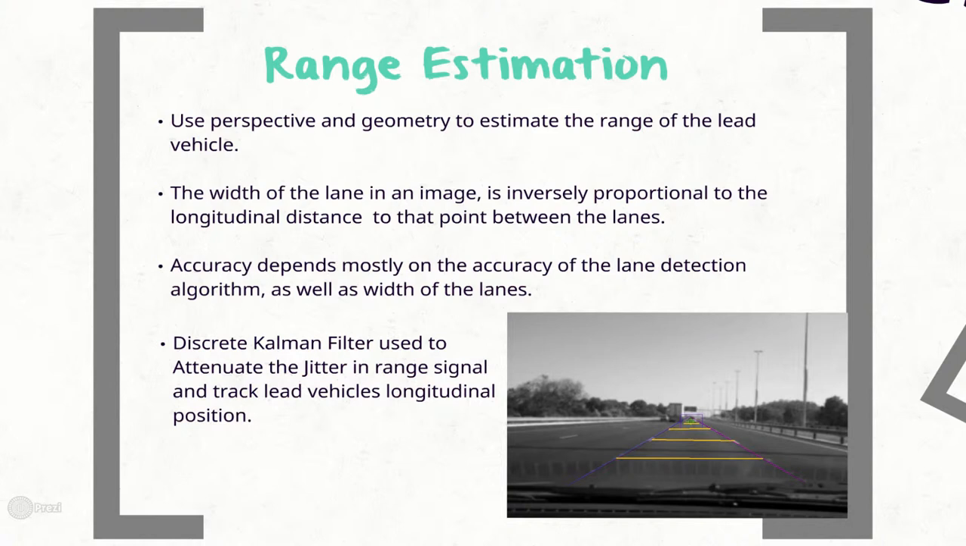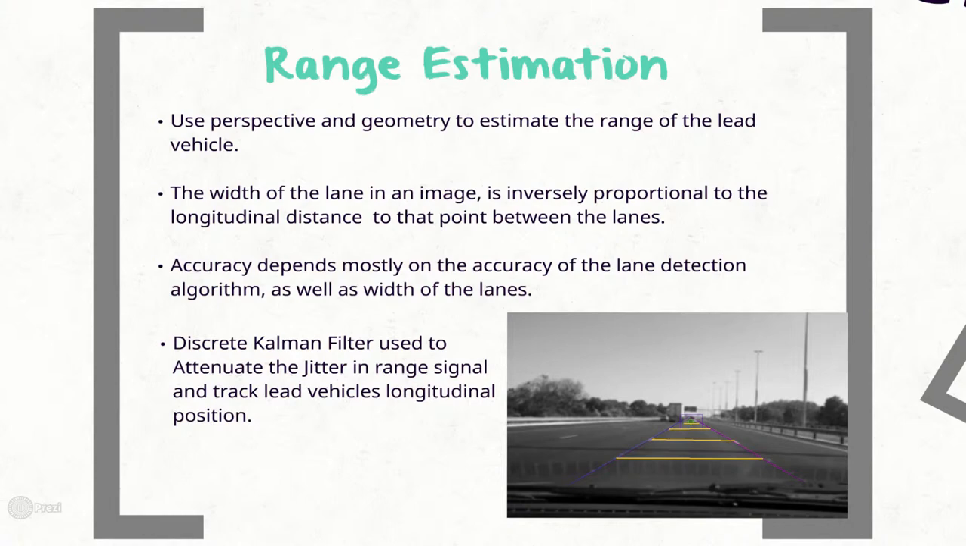We can use the width of the vehicle or the height of the vehicle, but what if the vehicle is too narrow or too tall, or what if there are variations in that? There's no consistency in that. There's more consistency in the lanes. So the accuracy of this mostly depends on the accuracy of the lane detection algorithm, as well as the width of the lanes. And then from there, we use a discrete Kalman filter, which is used to attenuate the jitter that we obtain in our range signal, and also to track the lead vehicle's longitudinal position.